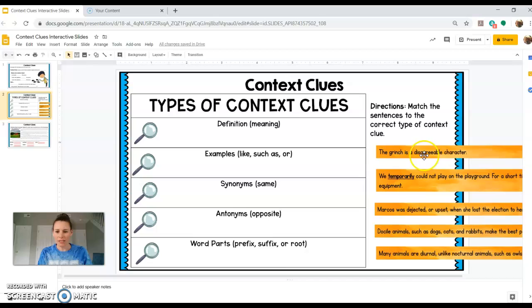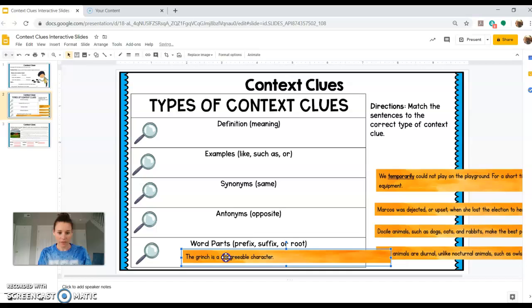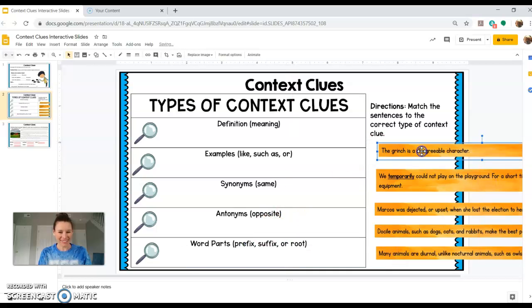So I have the word disagreeable. Agree means get along, and dis, the opposite, means doesn't get along. I know the Grinch here is a disagreeable character. So I might say that for disagreeable, I used my prefix to help me, and I might drag and drop this one over here. Hint, hint to you guys. All right, we'll see who watched the video today.